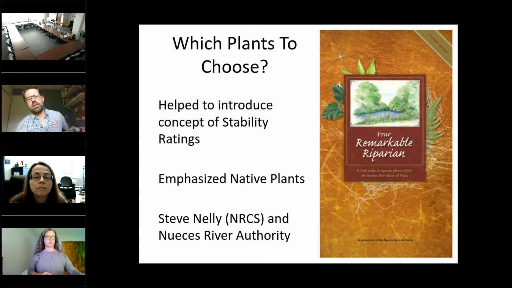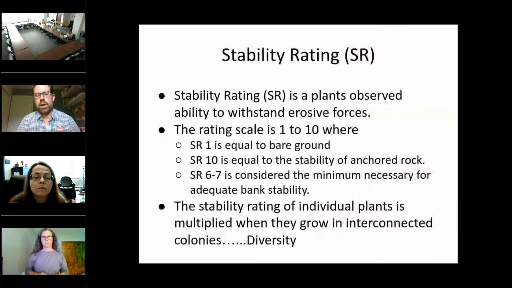So they developed a stability rating that showed various native plants and their ability to withstand erosive forces in a stream and riparian area. So they developed a scale. If you can imagine, a scale from 1 to 10, where 1 is equivalent to bare ground. As you can imagine, bare ground, exposed soil, that's easily eroded, easily washed away. So that's providing almost no stability whatsoever. Whereas 10 on the scale would be equivalent to anchored rock, bedrock, large boulders, or maybe some large, anchored wall stone or something like that. Essentially, concrete that's not moving anywhere.